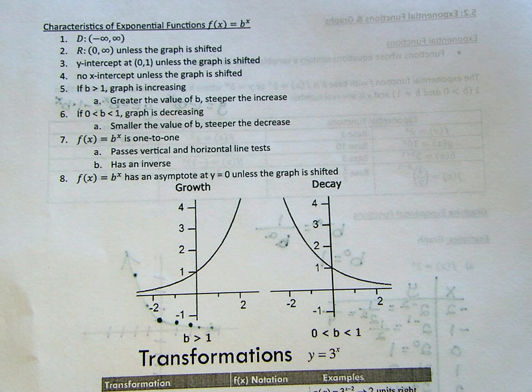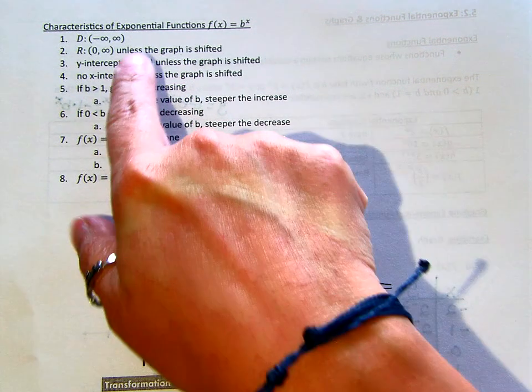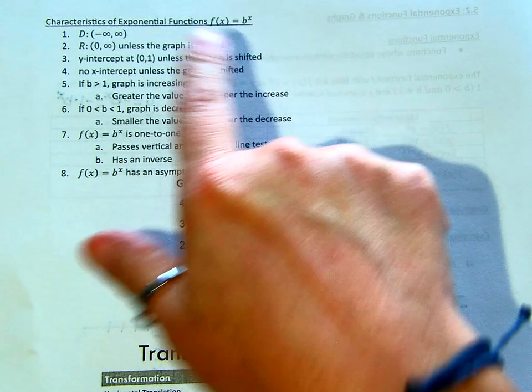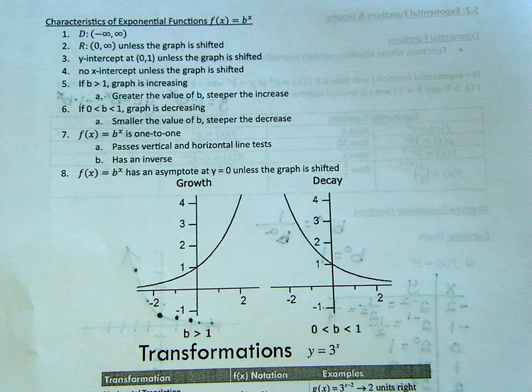So these are characteristics of your exponential functions, just the general function, with absolutely no transformations. Nothing moved. And I mentioned that because it says, unless the graph is shifted. Because if we start doing transformations like we did back in 2.5, then some of this gets moved around. But when we're talking about a general basic exponential function like 2 to the x or 1/2 to the x and things like that, all of these things hold true. So the domain of our exponential function is always negative infinity to positive infinity.